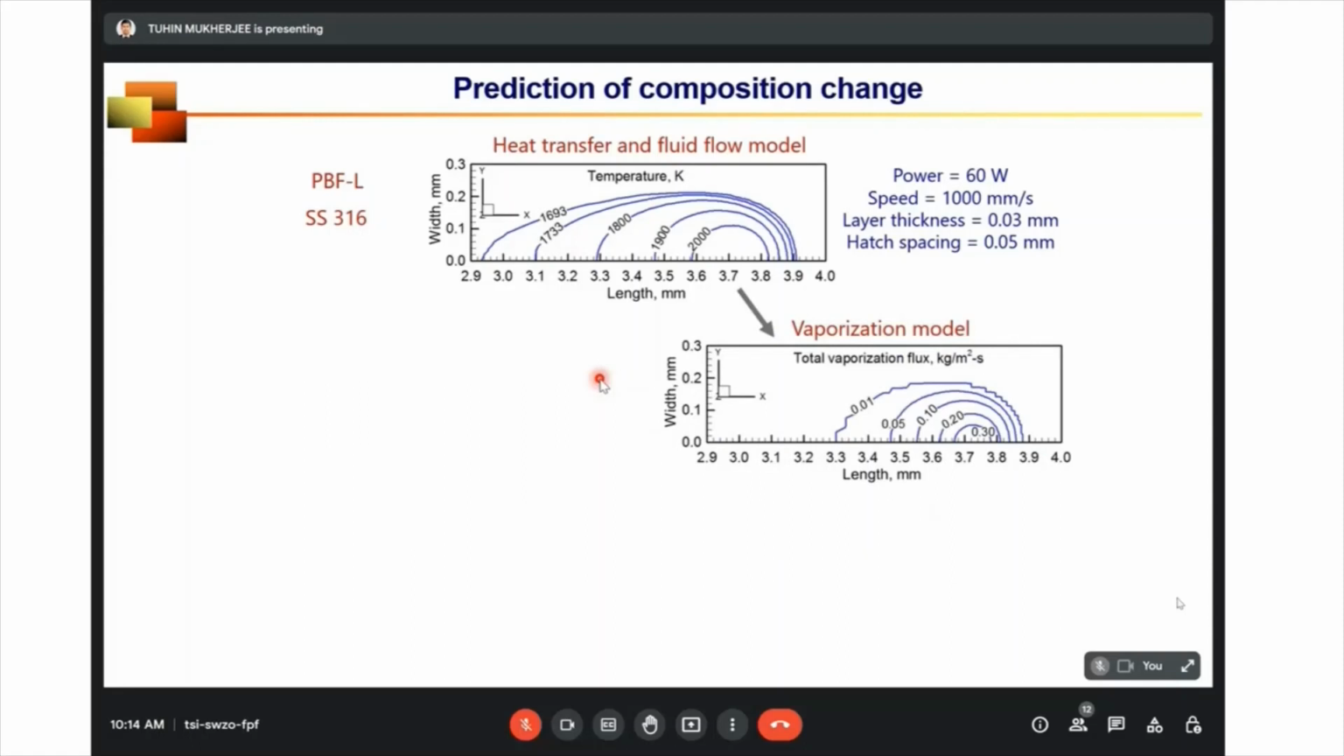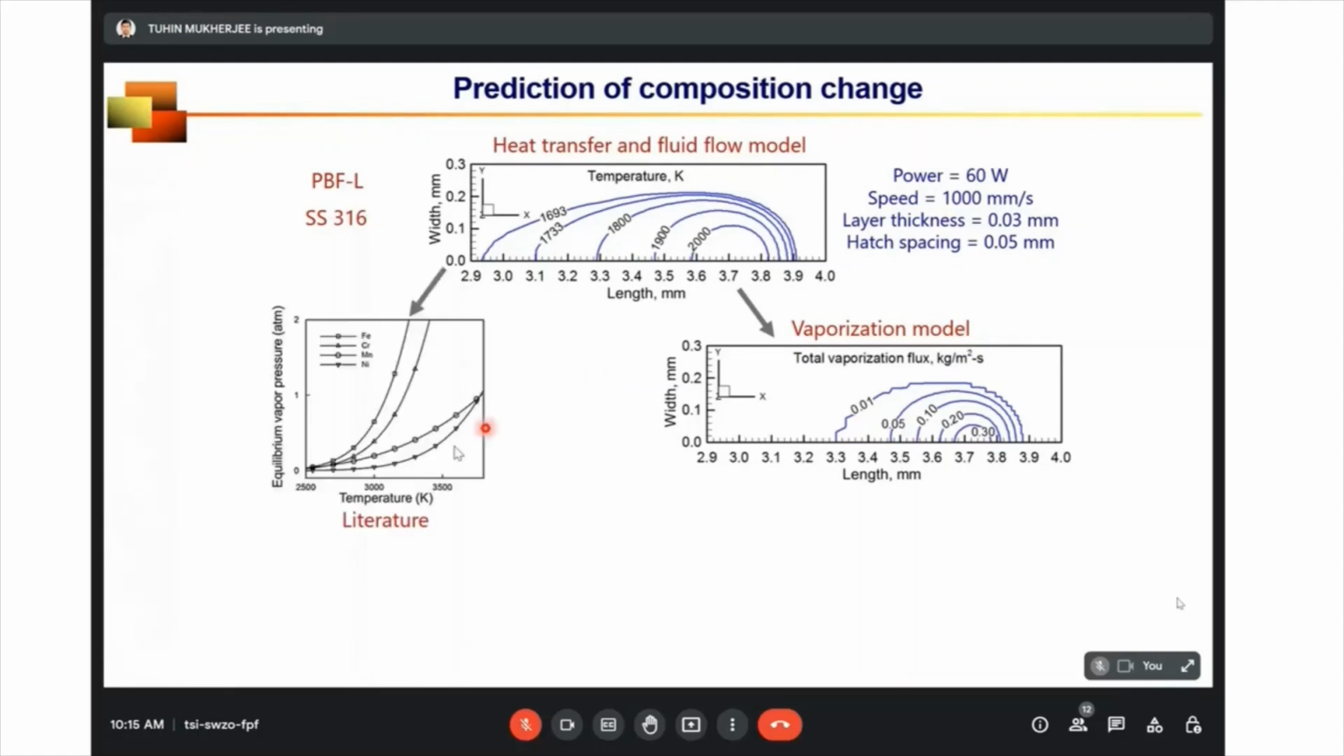Now this vaporization model can vary depending on the complexity. It can be a very simple Langmuir equation based calculation or a complex Knight's model that was developed in Russia and eventually developed in many stages and then eventually used in welding and additive manufacturing. Another thing you need is a database of vapor pressure versus temperature for alloying elements. Now, as I was saying, the vapor pressure does not change with temperature equally for different alloys.